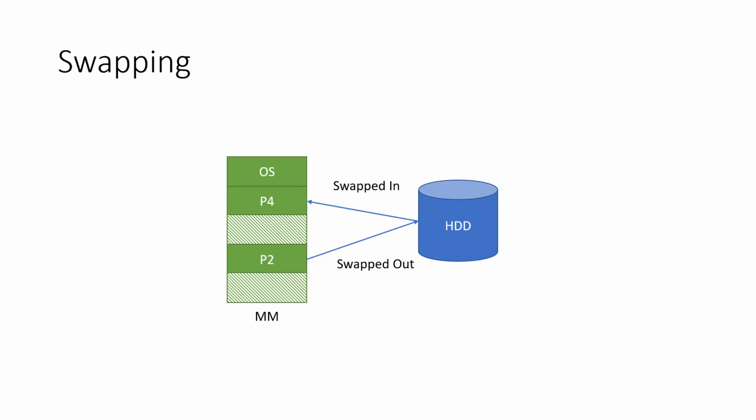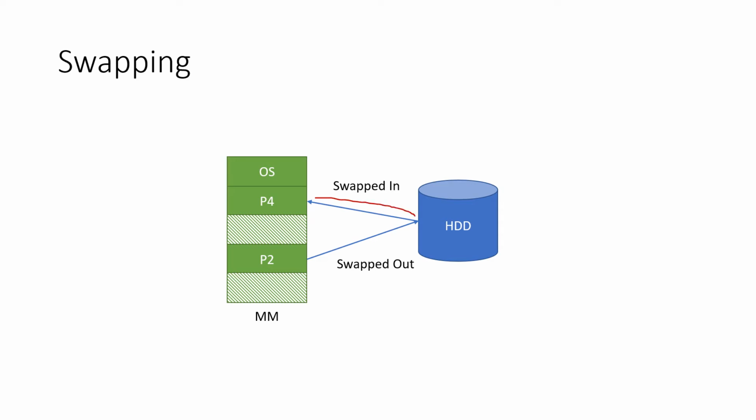Now we'll see what is swapping. In multiprogramming, a memory management scheme called swapping can be used to increase the CPU utilization. The process of bringing a process to memory and after running for a while, temporarily copying it to the disk, that is a hard disk, is known as swapping.